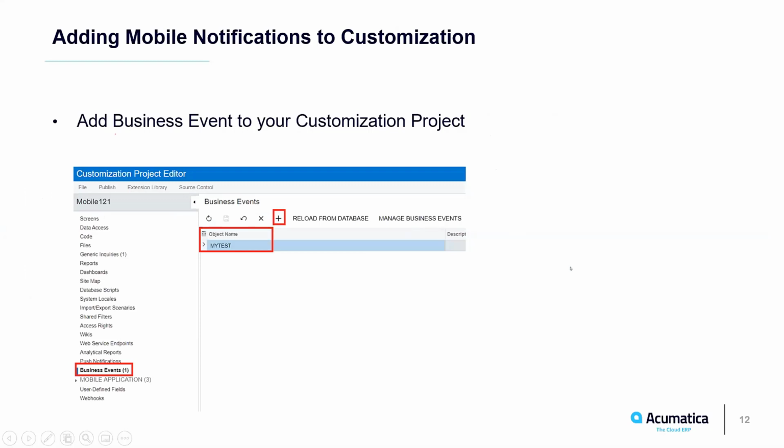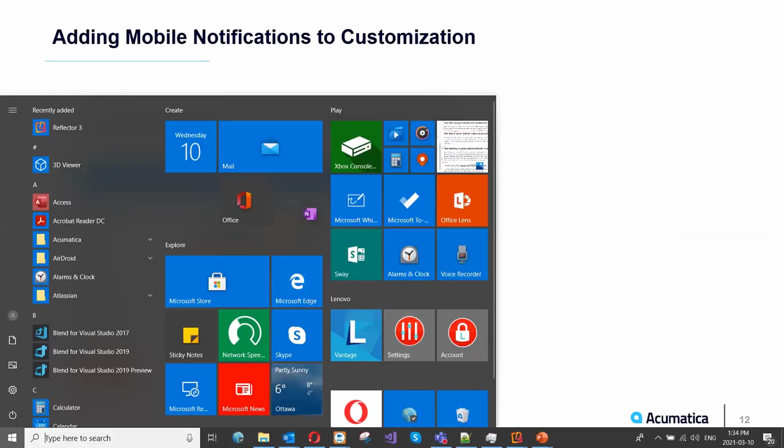Then you can add this business event to the customization project under the business events section of the editor tool. Once you publish this customization project on a new instance, it will create that business event and also the mobile notification object as well. Let me just show you that quickly. I'm going to go back to my instance.